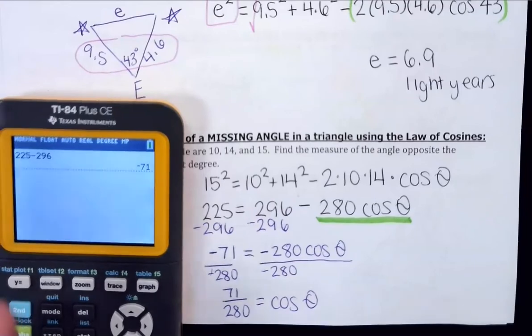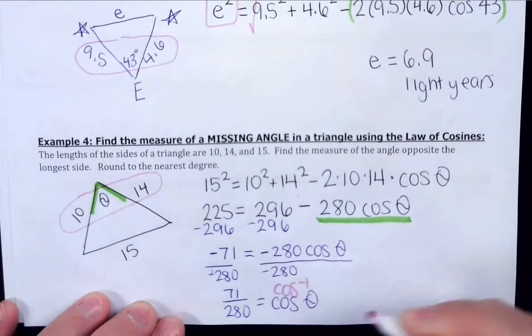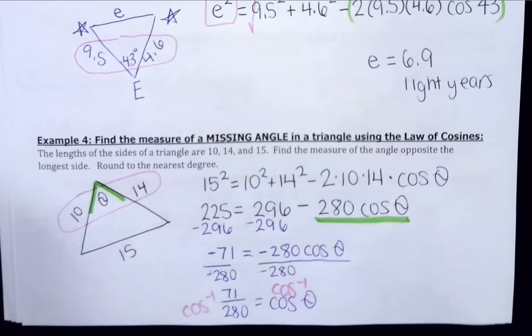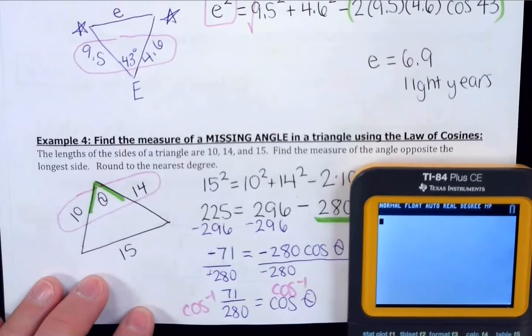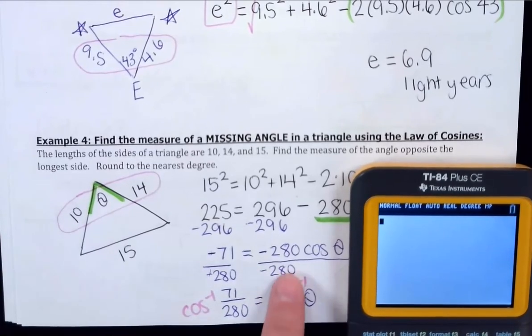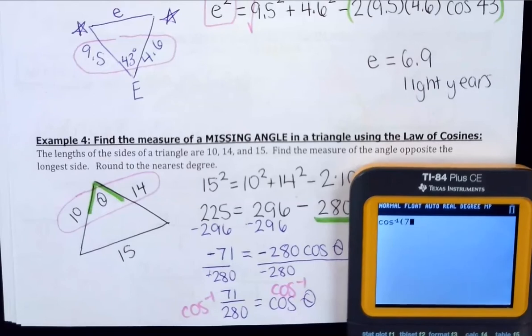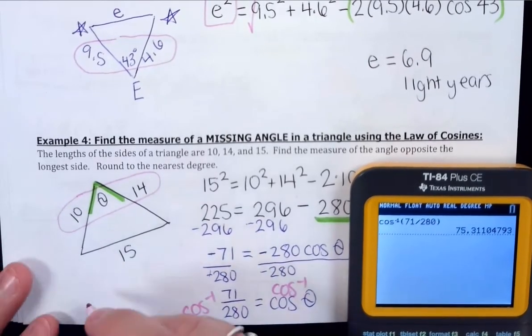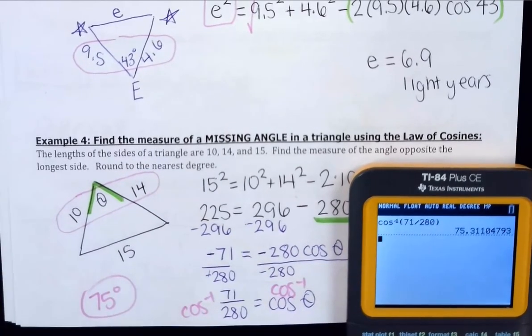Anytime you are finding an angle, you remember, you have to do an inverse of the trig function. So all I'm going to do on my calculator is an inverse cosine here. So the cosine and the inverse cancel each other out, so I just have theta, my angle measure. So I just do second cosine to get the inverse, and then 71 over 280. And we're going to go to the nearest degree. So this is going to be about 75 degrees.